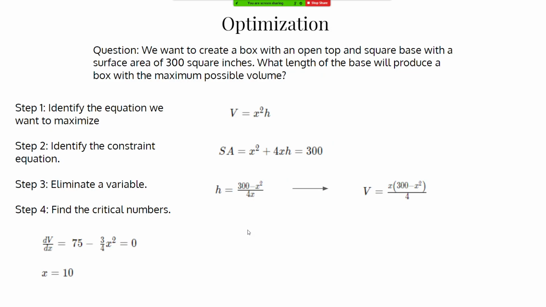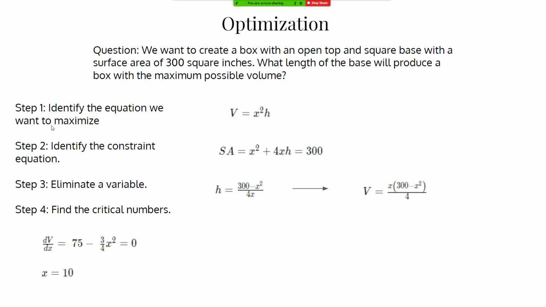Okay, so optimization. In all the practice tests I looked at, I couldn't find any optimization practice problems, so that's, I guess, a good sign. But if there were an optimization problem, you would want to identify the equation. This is an example: we want to create a box with an open top and square base with a surface area of 300 square inches. What length of the base will produce a box with the maximum possible volume?